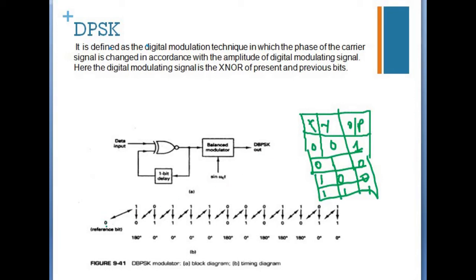Here there is a reference value. We take the reference as 0. The incoming information is logical 1. If both are different, we get logical 0 from the XNOR. If there is a 0, a negative voltage is given to the balance modulator to get a 180 degree phase shift, from plus sin omega ct to minus sin omega ct. If both are the same, we get logical 1. For a logical 1, we have a 0 degree phase difference signal.